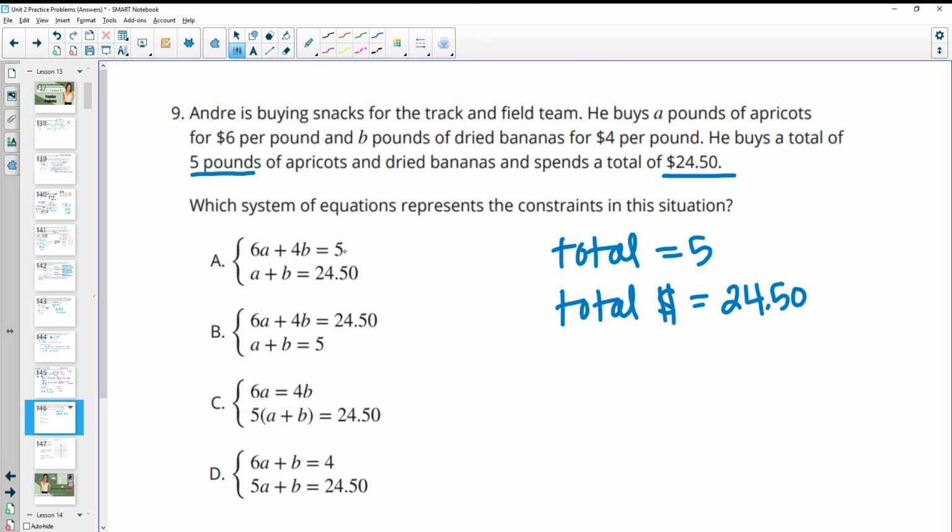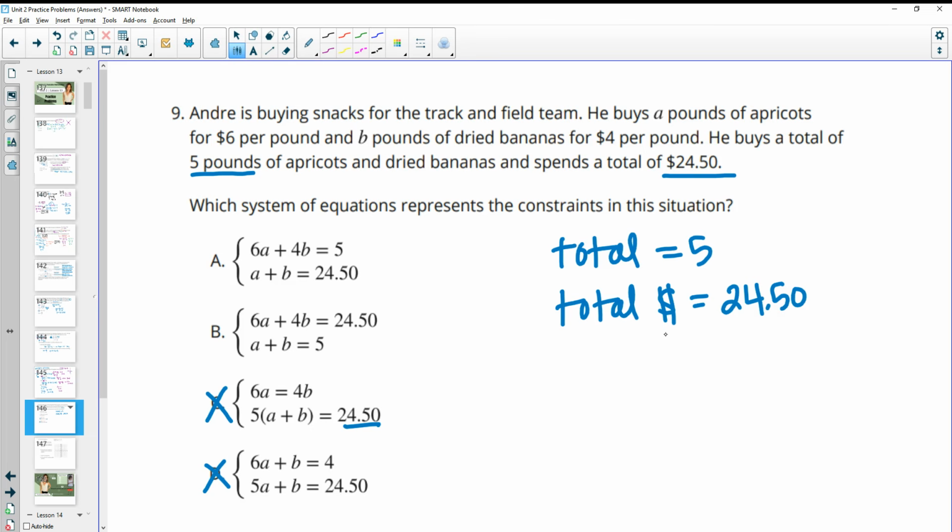So when I look at my equations, I want to see that they're equal to those two numbers. So I can rule out C and D because they're not equal. Like this one is equal to 4B. This is fine. Okay, this one's equal to 4 and 2450. So that's not what we want. So I can rule out some options.